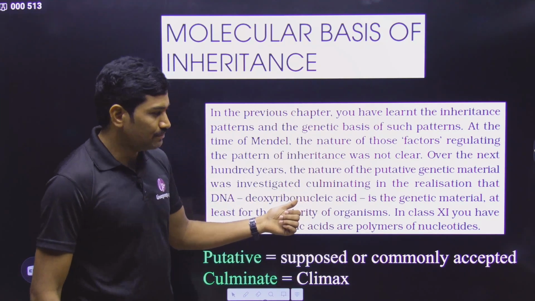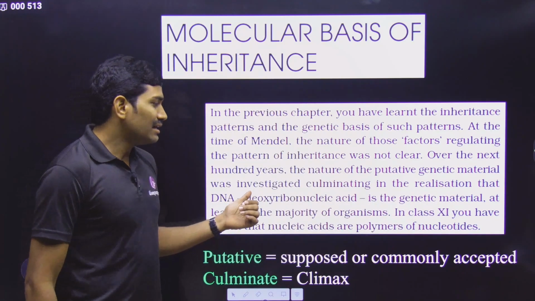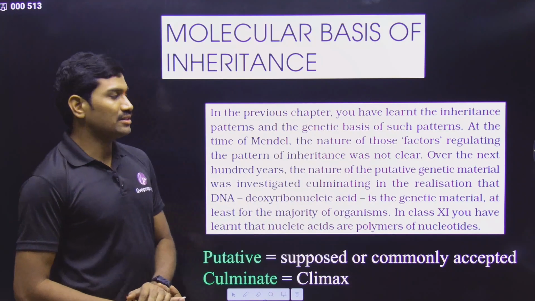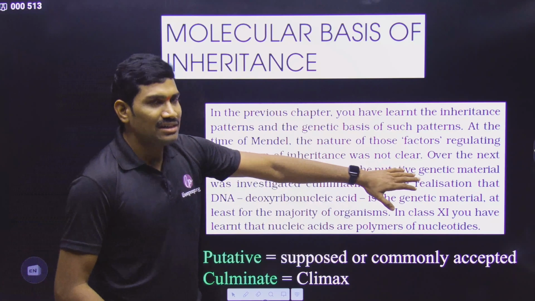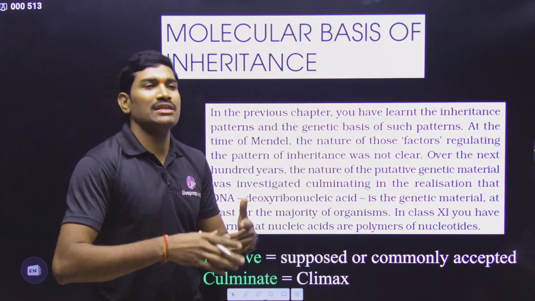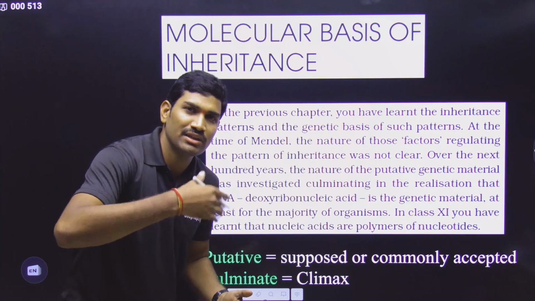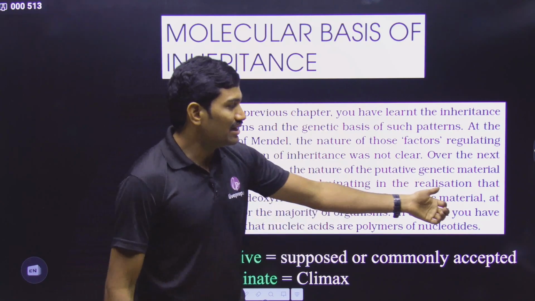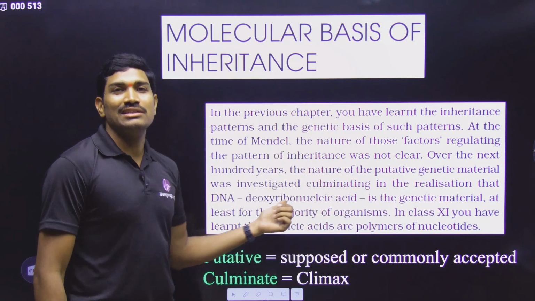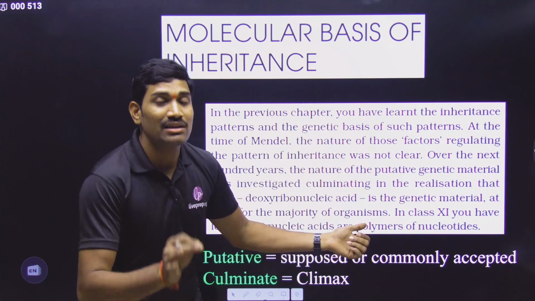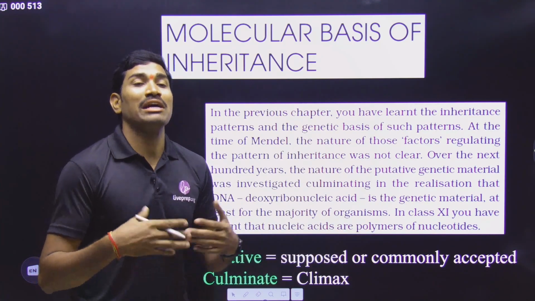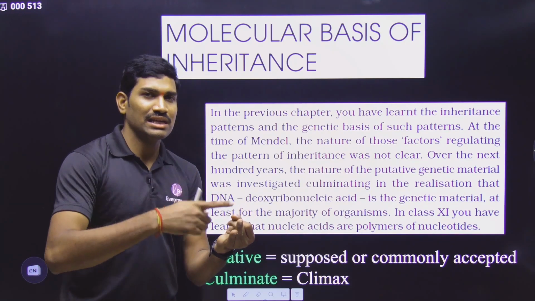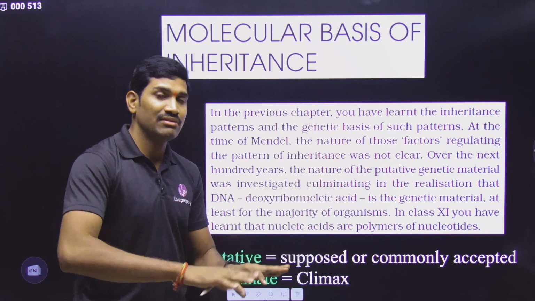They started investigating, culminating in the realization that DNA, deoxyribonucleic acid, is the genetic material at least for the majority of organisms. What does culmination mean? It is the climax. The scientists started predicting that so and so may be the genetic material, and then they started observing them. For that they performed many experiments, and finally they got the climax. At the climax, they realized that DNA, deoxyribonucleic acid, is the genetic material for most or the majority of organisms. What will come under this majority? All five kingdoms and some viruses. Already we have discussed this in the previous lecture.